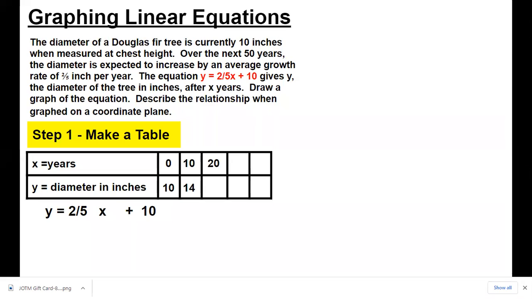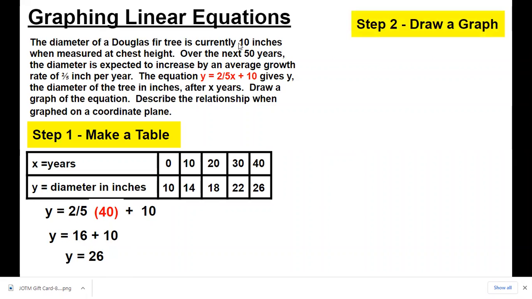Let's plug 20 in for our equation. 2/5 times 20, that's 8 plus 10, or 18. Plug in 30. 2/5 times 30, that's 2 times 30 divided by 5, 12 plus 10, 22. And finally, let's plug in 40. 2/5 times 40 is 2 times 40, which is 80 divided by 5, which is 16, plus our 10 inches to start. So 26 inches is the diameter of the tree.